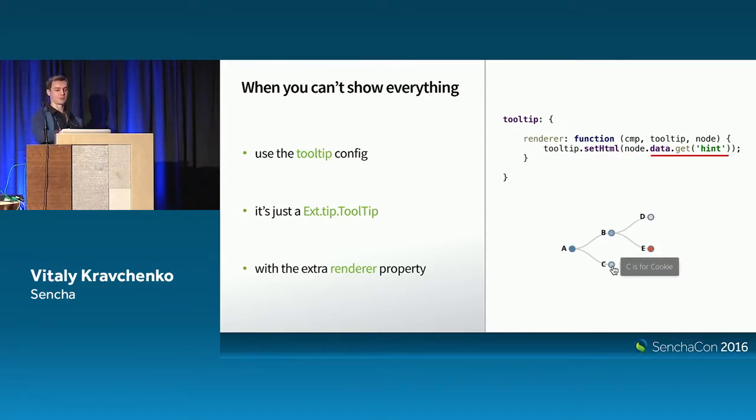And now when we hover a node of a tree, we get a nice little tooltip. In this case, C is for cookie. Now some already may know that, which is why tooltip is perfect here.